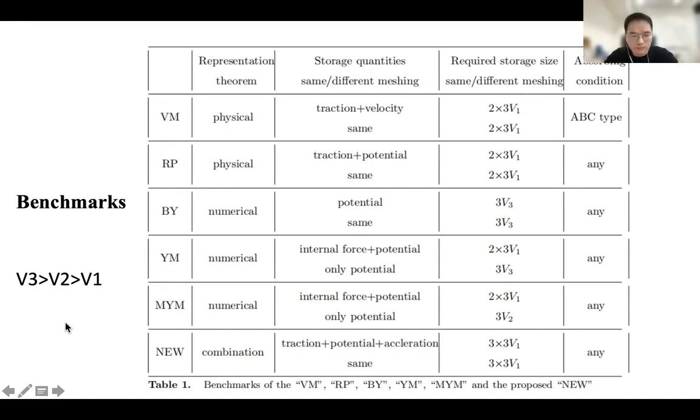So we can see that VM, RP, and the new way are both relatively memory saving, and the BYYM and MYM are relatively larger. And for the absorbing conditions, the VM way can only use ABC because the free boundary condition should be used. And for the others, we can use a PML. That means with this way, we can do the hybrid simulation for very complicated local structures.